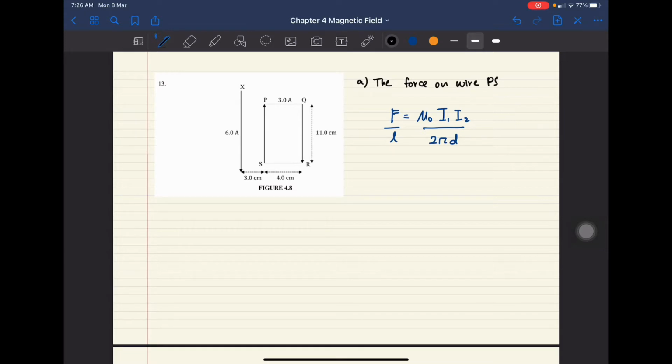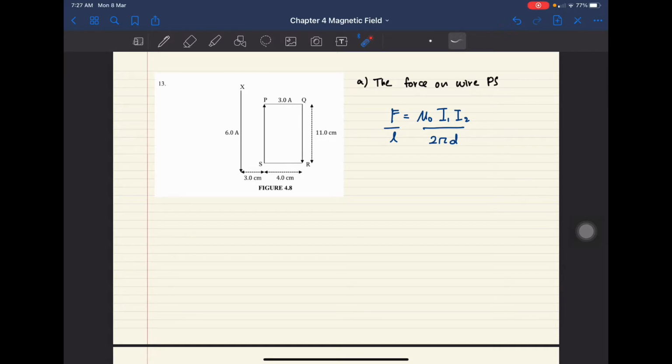So in this video I will discuss question number 13, 14 and hopefully question number 15 as well. So the first question, number 13, they ask you to find the force on wire PS. So you will have a force over here due to this wire. You have two currents moving in opposite directions like this, so straight away you know that this is actually a repulsive force.